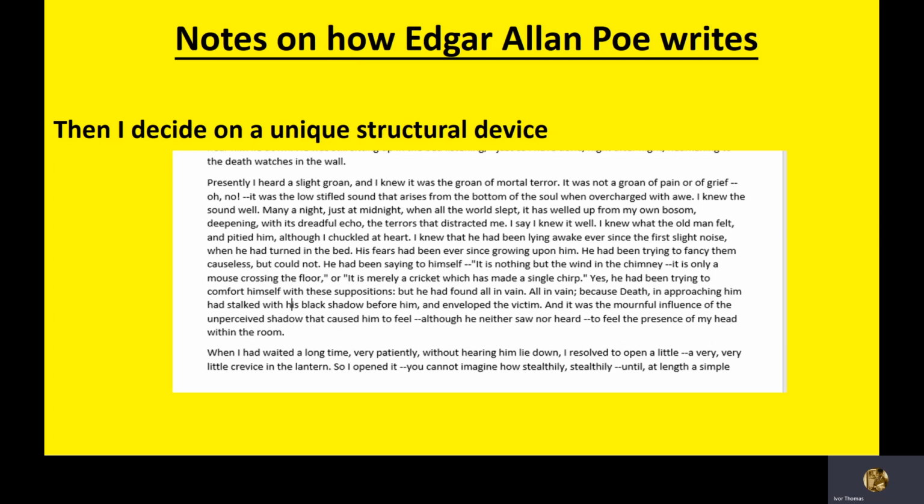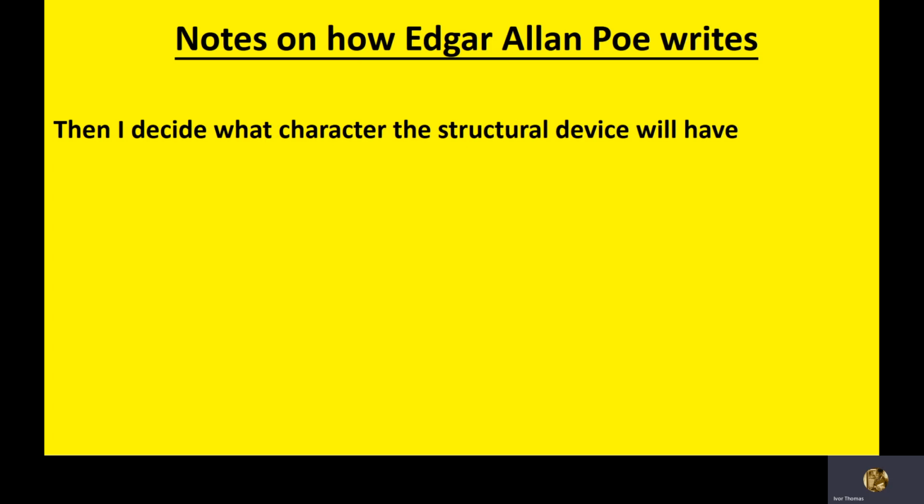Poe said to himself, I am going to use hyphens, I'm going to use repetition, I'm going to use exclamation marks. The several hyphens here convey this sense of hyperactive, boastful excitement. It's hesitant. He's almost overflowing with ideas and splits in his chain of thought. Then decide what character the structural device will have.